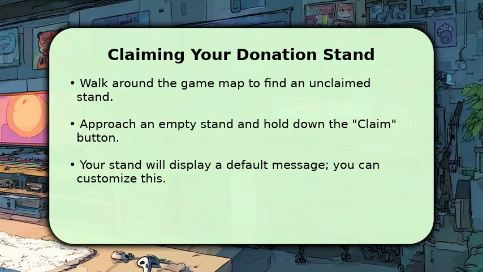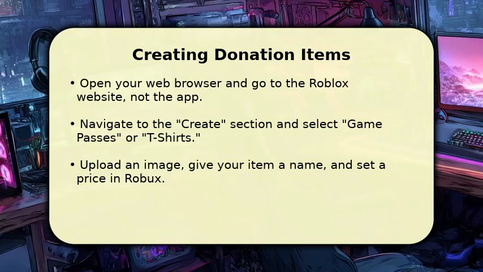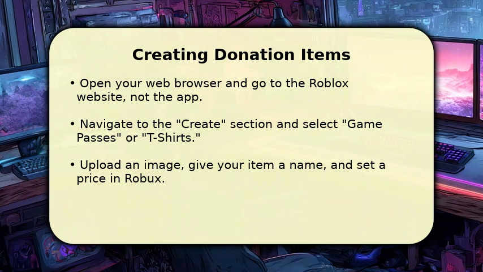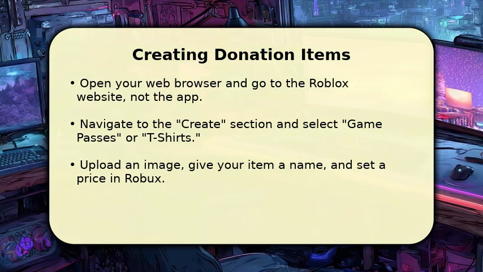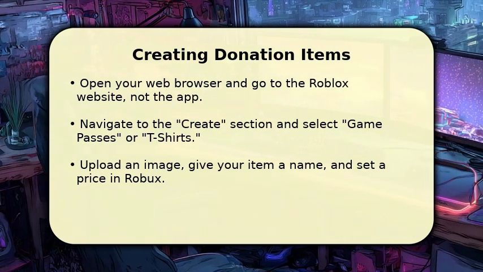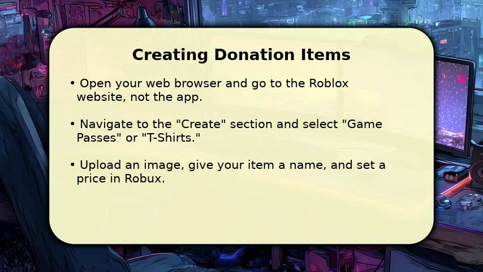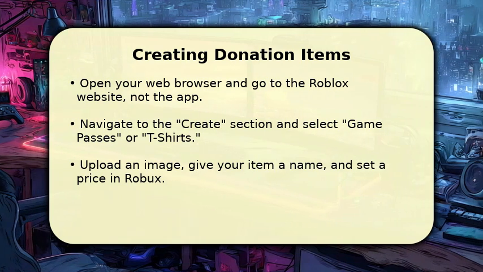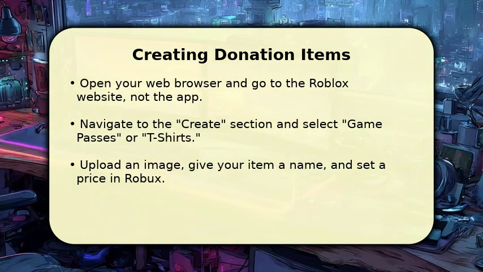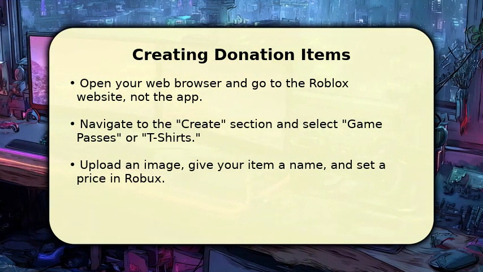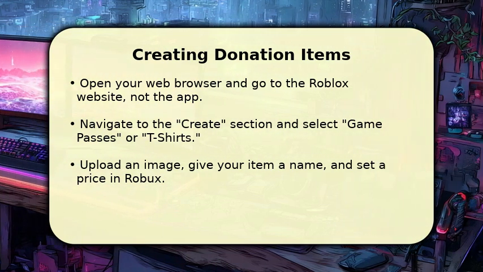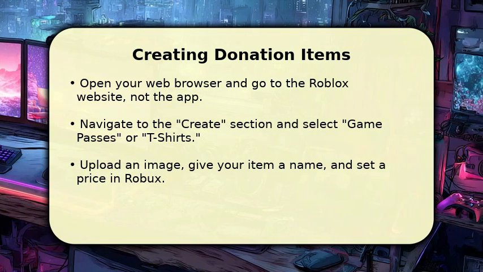receiving donations. To receive donations, you need to create items for players to buy. This is done outside the Roblox app using a web browser. Go to the official Roblox website and log in, then navigate to the Create section. Here, you can choose to make game passes or t-shirts, upload a simple image, give your item a clear name, and set a price in Robux. These items will then automatically populate your donations stand in the game, ready for purchase.